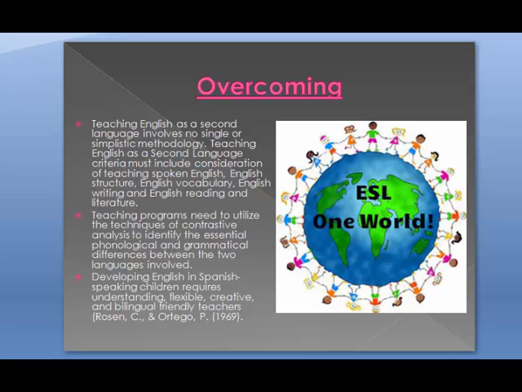Literature research question: how do we overcome this? Teaching English as a second language involves no single or simplistic methodology. Teaching English as a second language criteria must include consideration of teaching spoken English, English structure, English vocabulary, English writing, and English reading and literature.